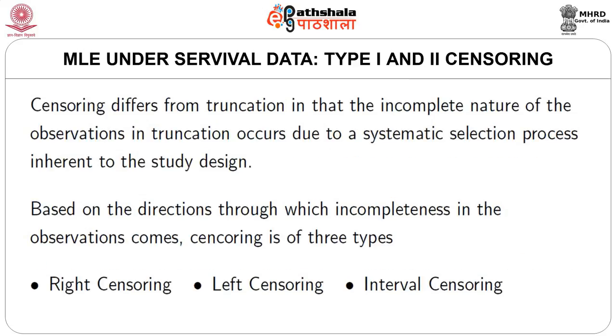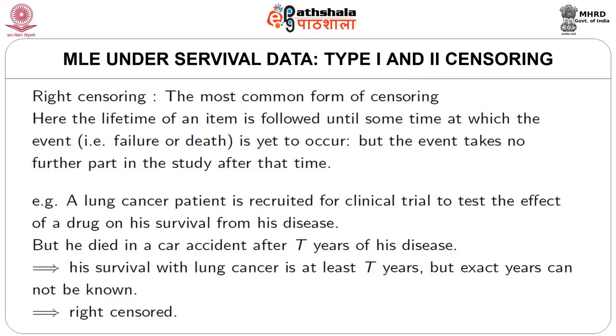Censoring differs from truncation in that the incomplete nature of the observations in truncation occurs due to a systematic selection process inherent to the study design. Based on the directions through which incompleteness in the observations comes, censoring is of three types: right censoring, left censoring, and interval censoring. Right censoring is the most common form of censoring.